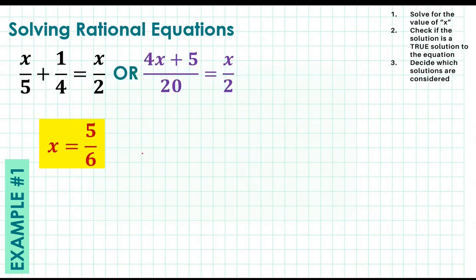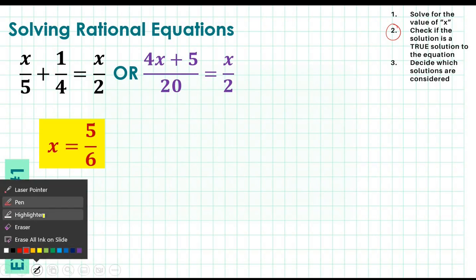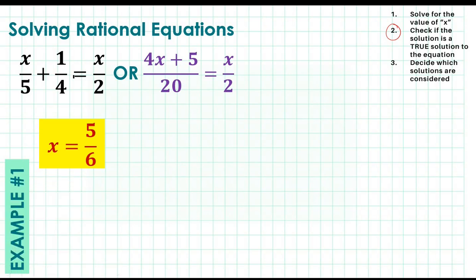Now that we already have solved for the value of x, which is 5 over 6, we shall now proceed to step 2, which is the checking part. We will simply check if the solved solution of x is indeed a true solution to the equation. So how do we do that? We will simply substitute the value of x to any of these forms of the equation, and then we will see if the equation will be satisfied. So basically, we will simply let x be equal to 5 over 6 given this option or this one.